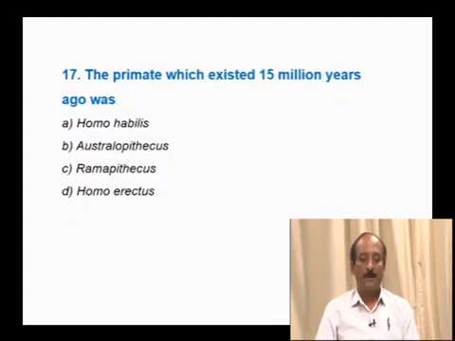Question number 17. The primitive primate which existed 15 million years ago was Homo habilis, Australopithecus, Ramapithecus, Homo erectus. Till 15 million years ago, the first primates were Ramapithecus and Dryopithecus, but in the given options only Ramapithecus is there. So the primate which existed 15 million years ago was Ramapithecus.